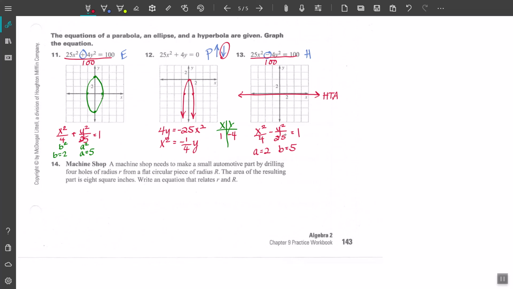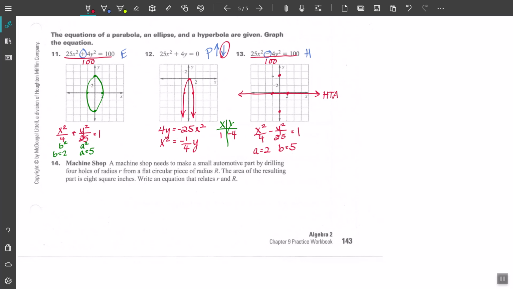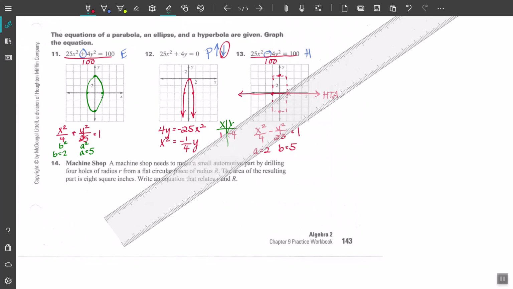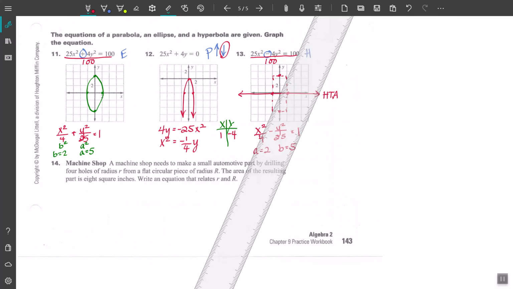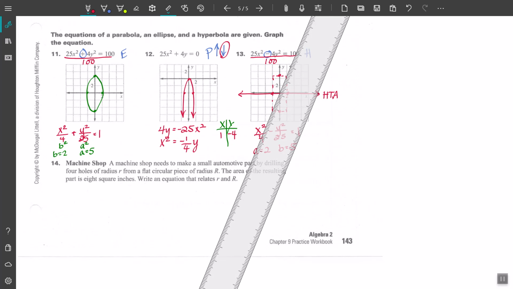Okay, I'm going to make my box. The 5 is going to lie on the y-axis here and here. The 2 will be on my x-axis, and then I'll dot the box in and use my ruler to make my asymptotes, going through the center, connecting those corners.